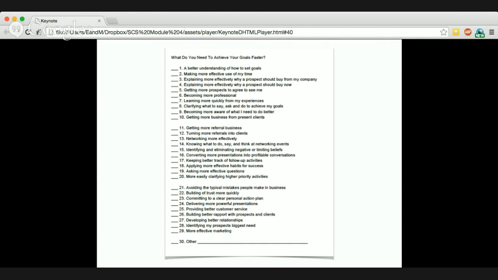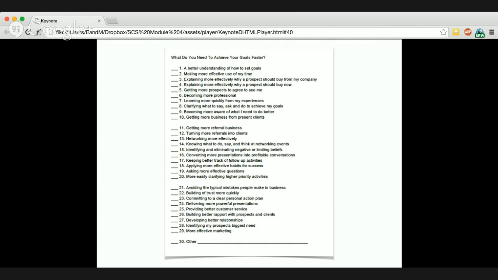A better understanding of how to set goals, making more effective use of my time, explaining more effectively why a prospect should buy from my company. Now notice it's written in the first person, not as me, but as the reader. So if you were reading this, you would be thinking, oh, I could have a better understanding of how to set my goals. So just by reading this, you start to think about, oh, I wonder how that would be if I did it.